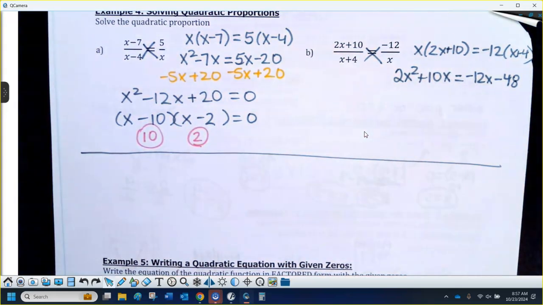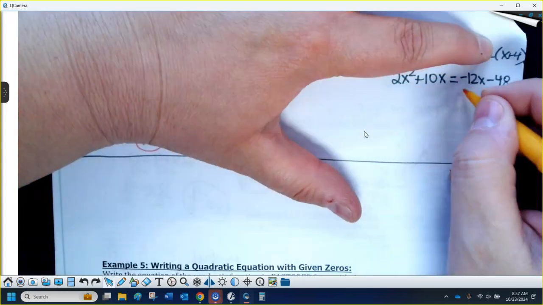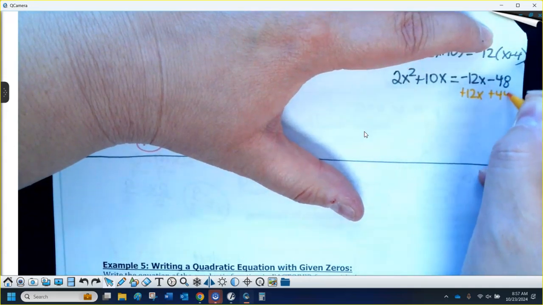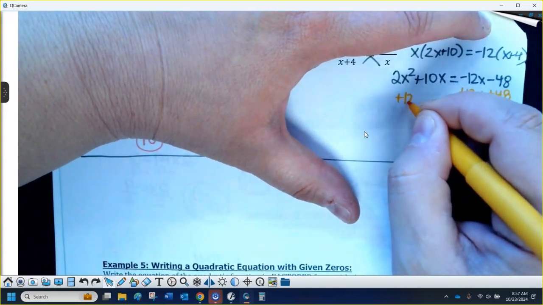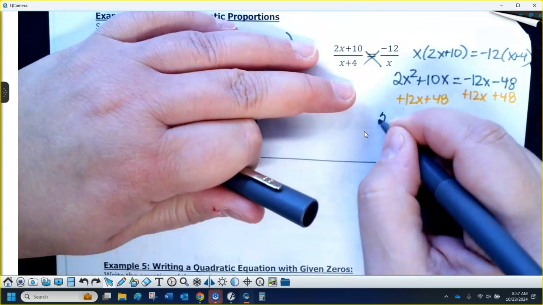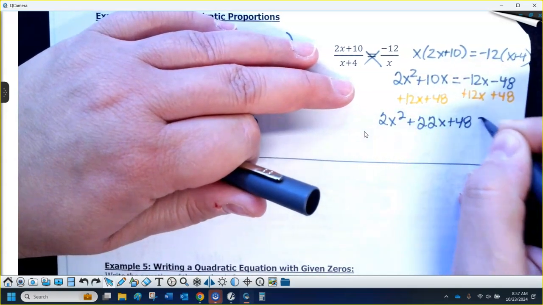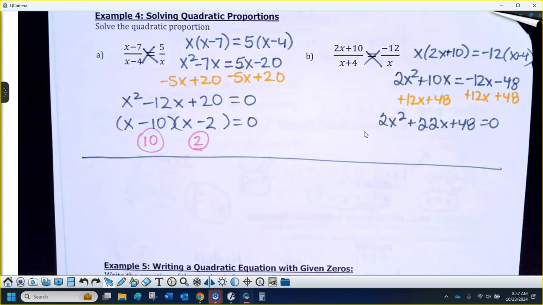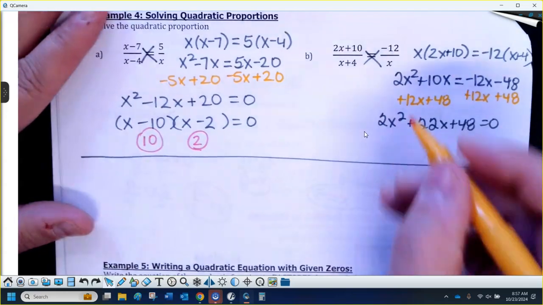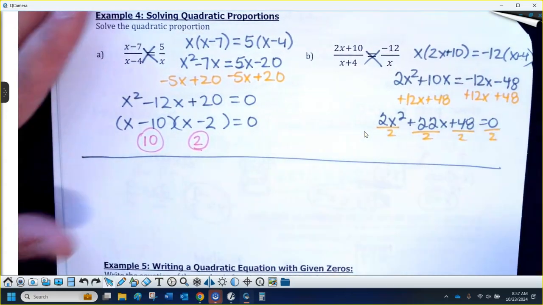And again, you want to set this equal to 0 before you set up any factoring and keep your squared term positive. So I'm going to go ahead and add 12x and add 48 because those both ended up being negative. If we do that, we're going to get 2x squared plus 22x plus 48 equals 0. All right, if you're looking at that and you're like, hey, all those numbers are divisible by 2 because they're all even, perfect, get rid of it. Don't pull it out in front because it just makes it more work. Just get rid of it.